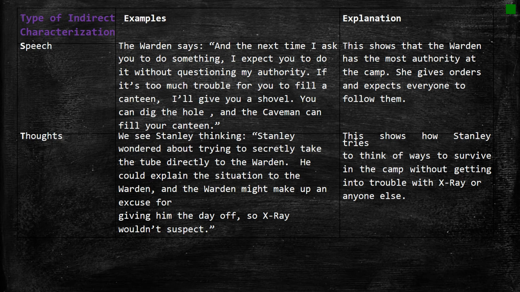Next, thoughts. We can tell characterization through thoughts. We see Stanley thinking. Stanley wondered about trying to secretly take the tube directly to the warden. He could explain the situation to the warden, and the warden might make up an excuse for giving him the day off, so X-Ray wouldn't suspect. This shows that Stanley tries to think of ways to survive in the camp without getting into trouble with X-Ray or anyone else.